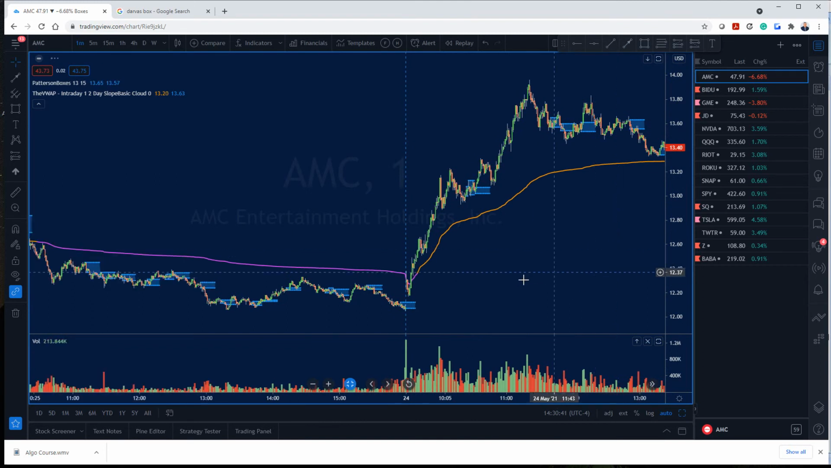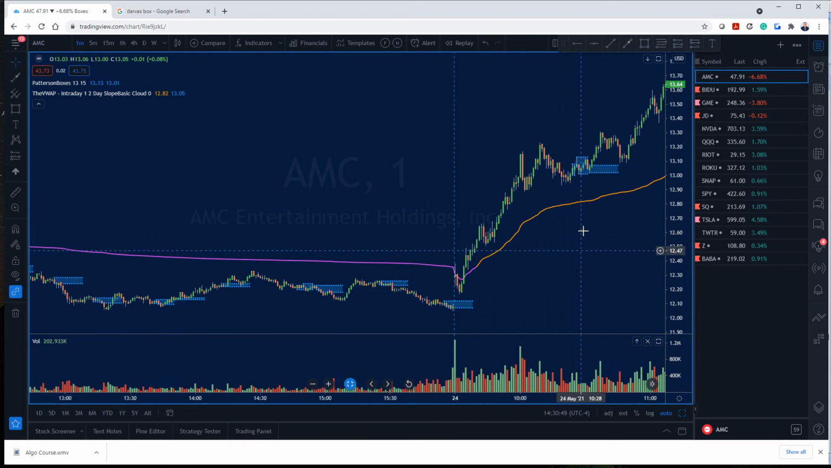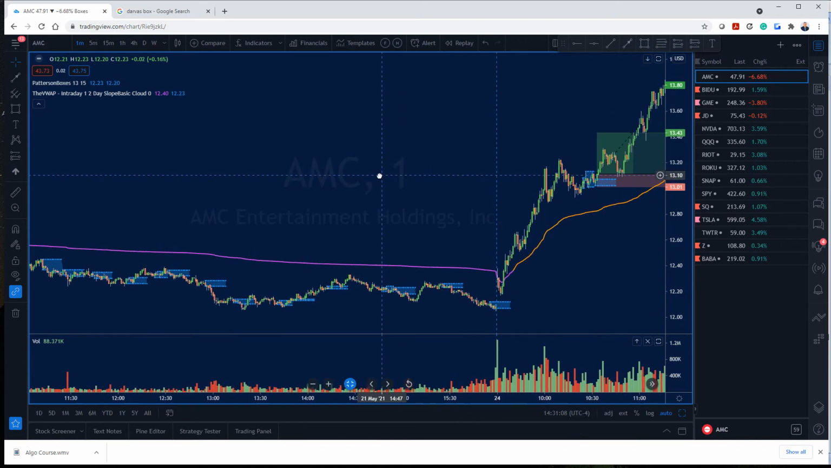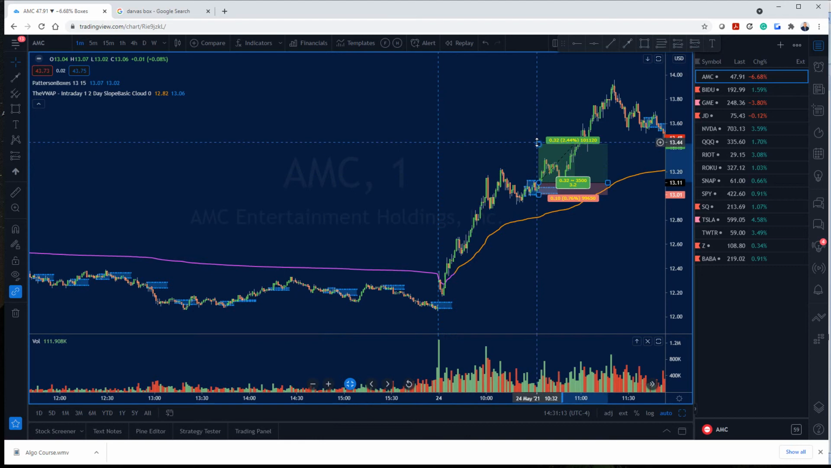There you go. Here's another one. Strong directional move. There's your box. There's two boxes. Watch the risk to return on this, guys. You're in there. Your stop goes below that box. You already have 3 to 1. It gives you as much as 8 to 1 on your money.